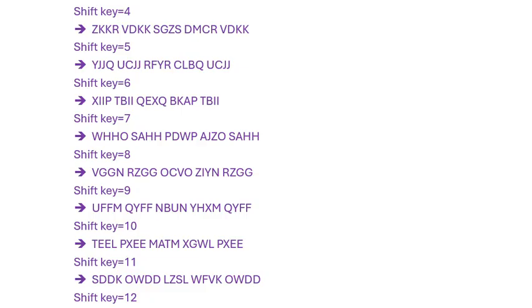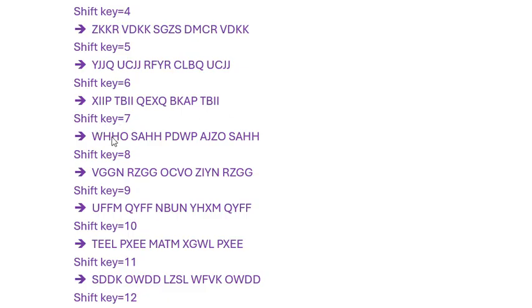Now shift key of 5: if this is 4, then this is 5. Then D will be Y, and it goes on for the shift keys, right? So for shift key equal to 4, D will be Z. So here you can see, right? Shift key is equal to 4 gives us this. Shift key is equal to 5 gives us this. Shift key is equal to 6 gives us this. So the same method is applied in case of shifting.